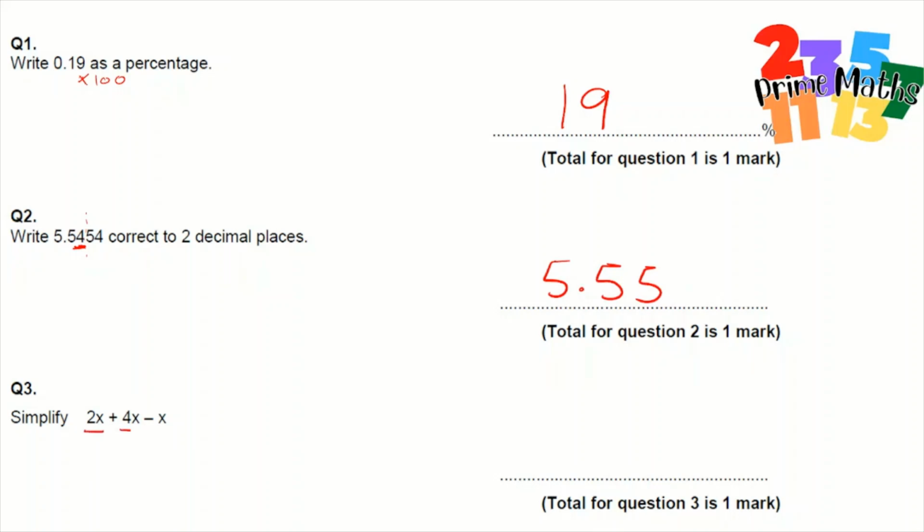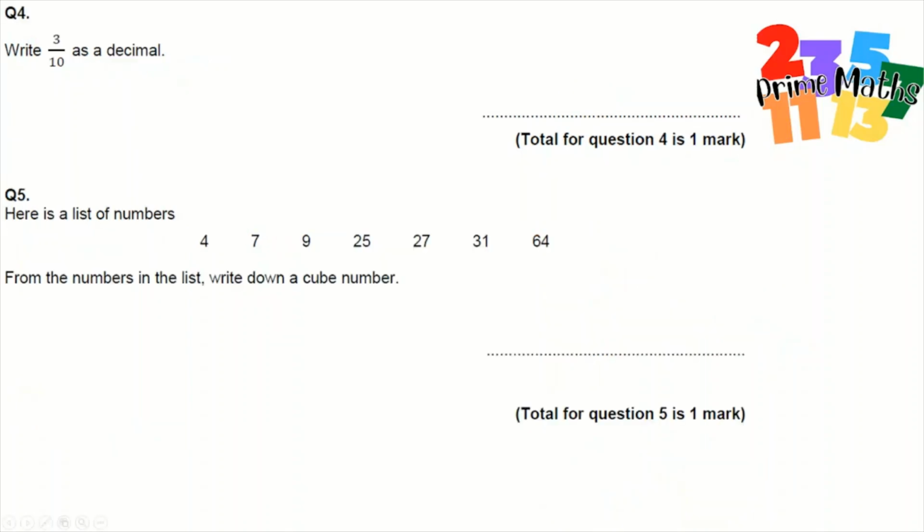Simplifying 2x plus 4x minus x. 2x plus 4x is 6x. Take away x gives us 5x. Question 4, 3/10 as a decimal is 0.3.